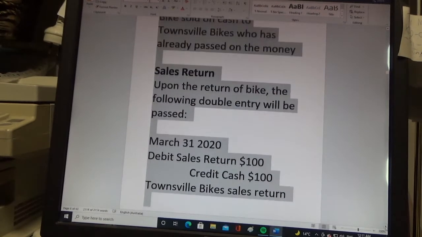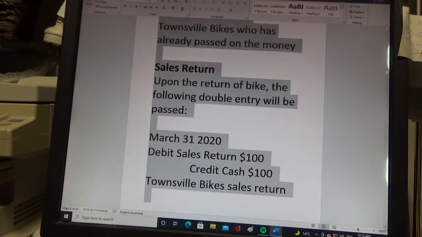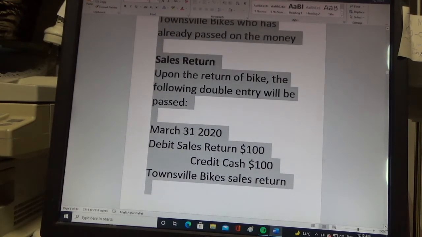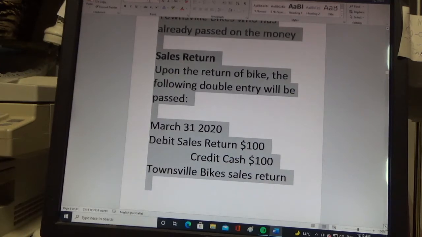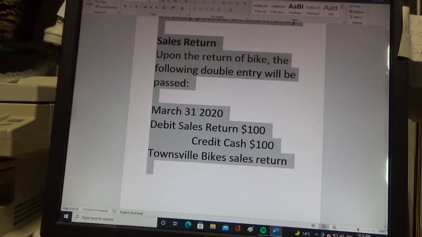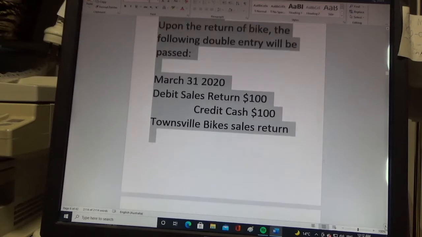But there's a sales return. There's a problem with this bike. The quality of it isn't very good. Not much better than discount store standard in this example. So if there's a sales return later on March the 31st, you debit sales return $100 and credit cash.